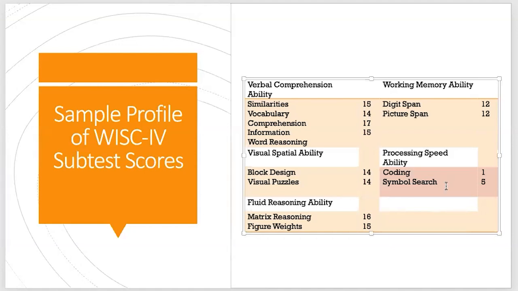And I'm going to be leaving the sample profile, but the takeaway from this slide is that I think that many kids think of themselves as learners based on their processing speed ability, which couldn't be farther from the truth.